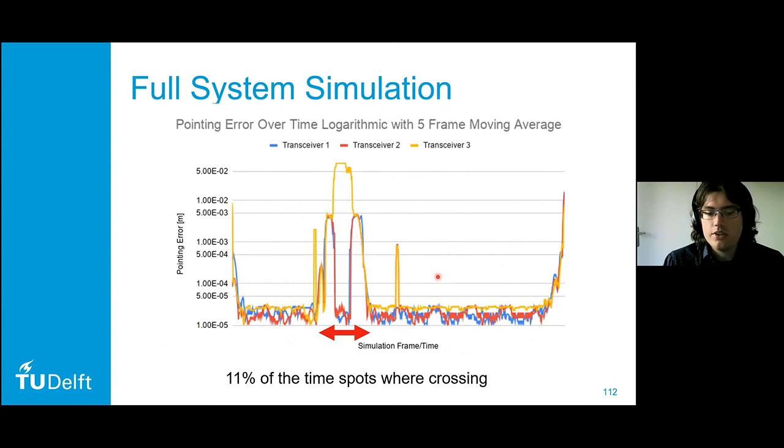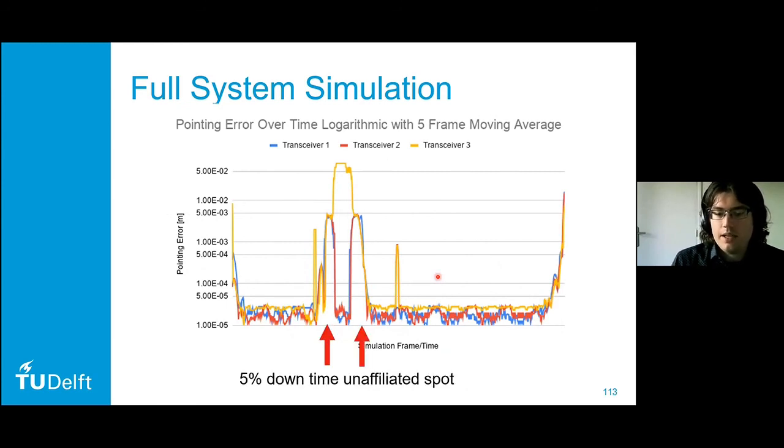In total, what I found was that this is quite a representative case when beams cross each other: about 11% of the time when the beams are crossed, we have about a 5% downtime for unaffiliated spots. But this can be reduced down to 0 by improving the algorithm to make sure that it's not affected by these other crossing spots.